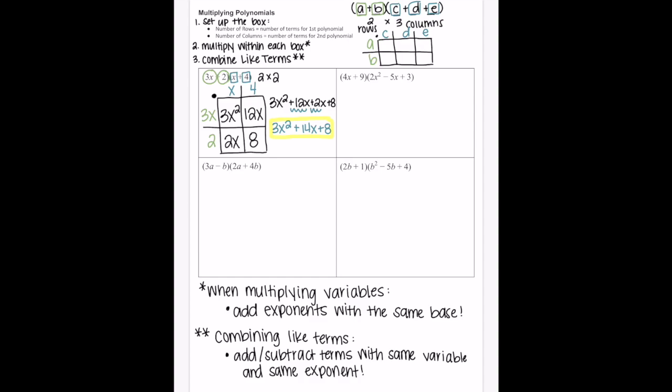Right, in the next example, now we have 2 terms times 3 terms. So we need a 2 by 3 box.